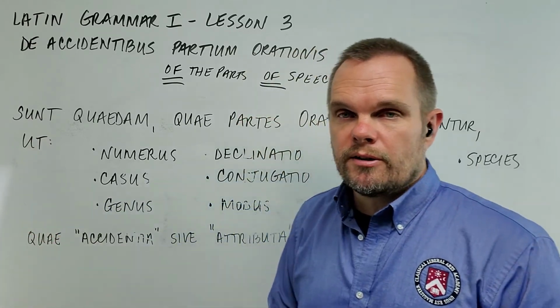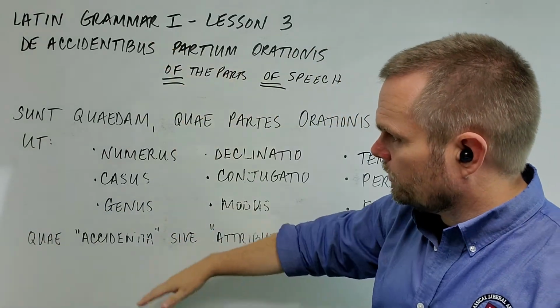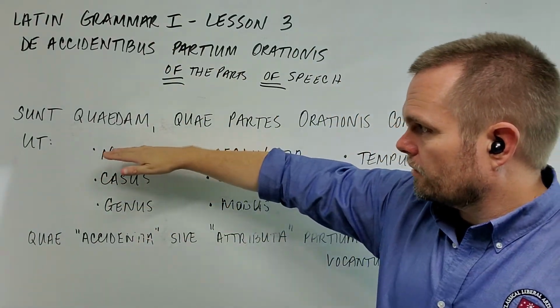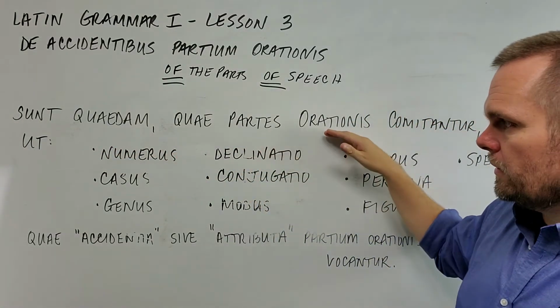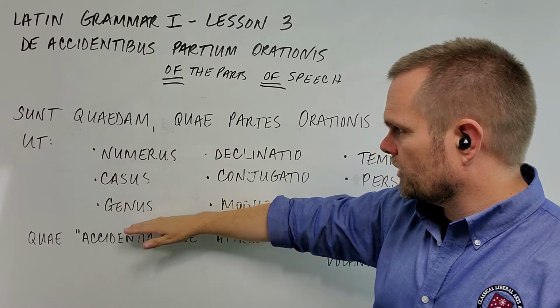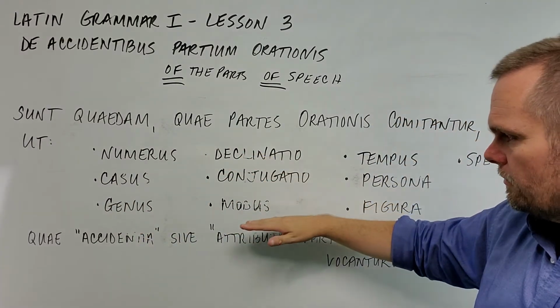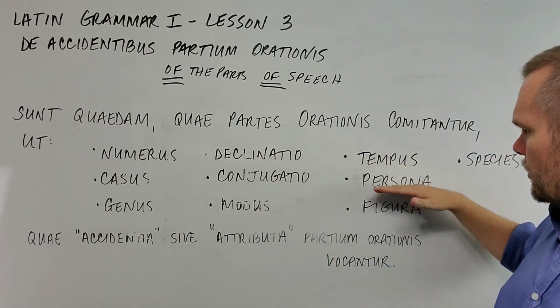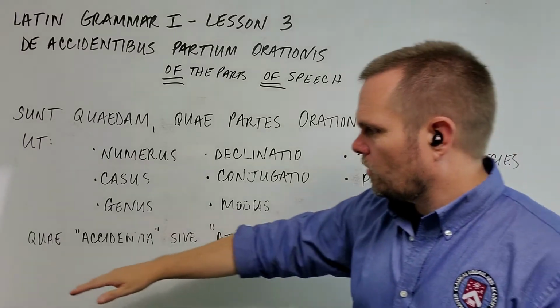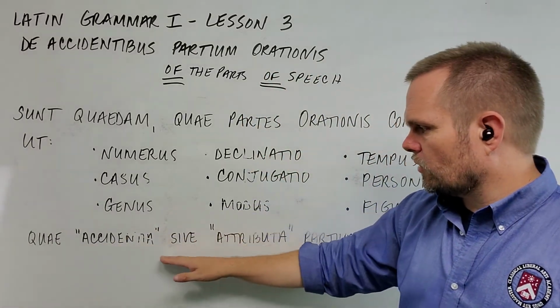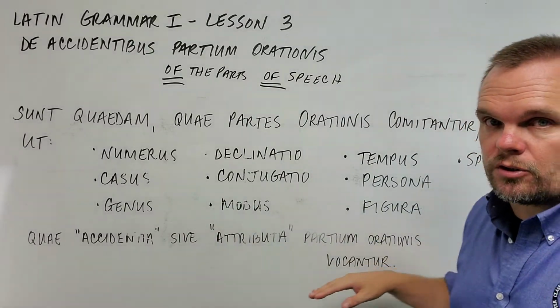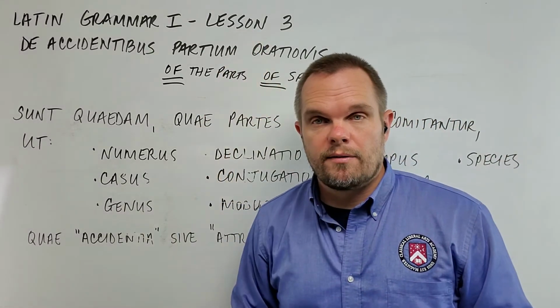All that you need to know as we go through this, remember, there are certain things which accompany the parts of speech, such as number, case, gender, declension, conjugation, mood, tense, person, figure, and species, which are called the accidents or attributes of the parts of speech. That's the focus of lesson 3.